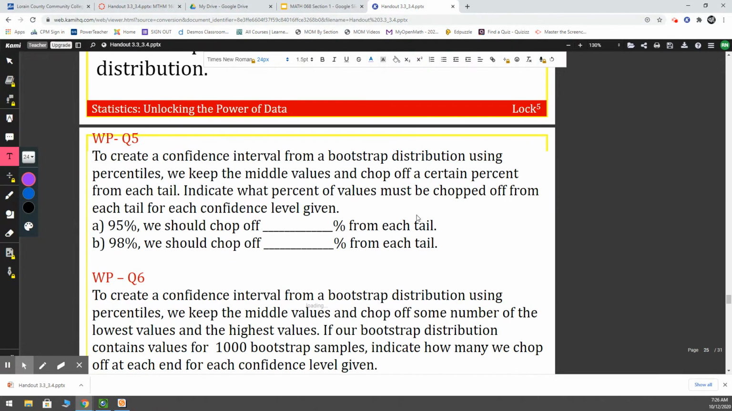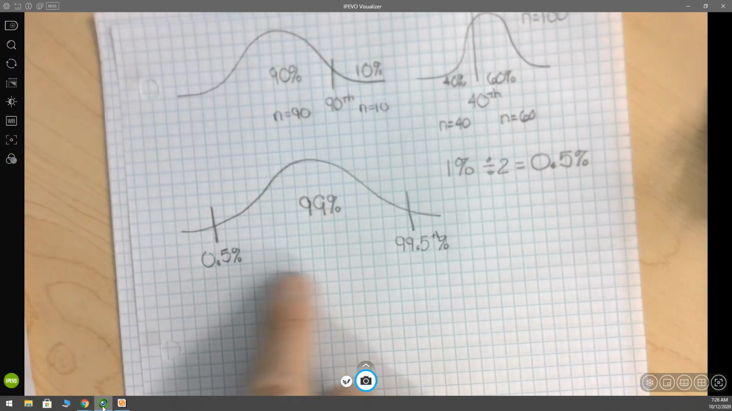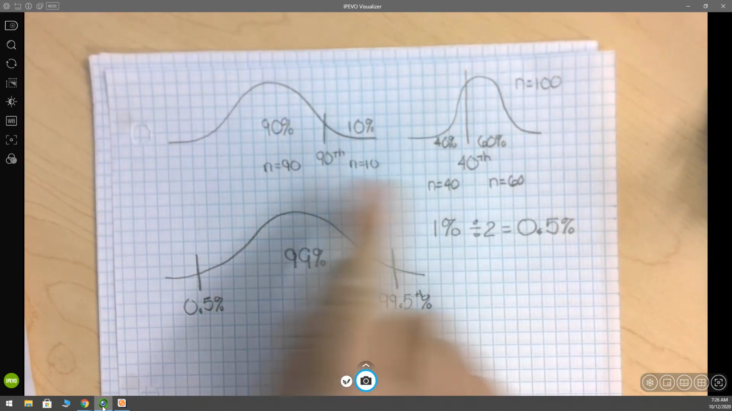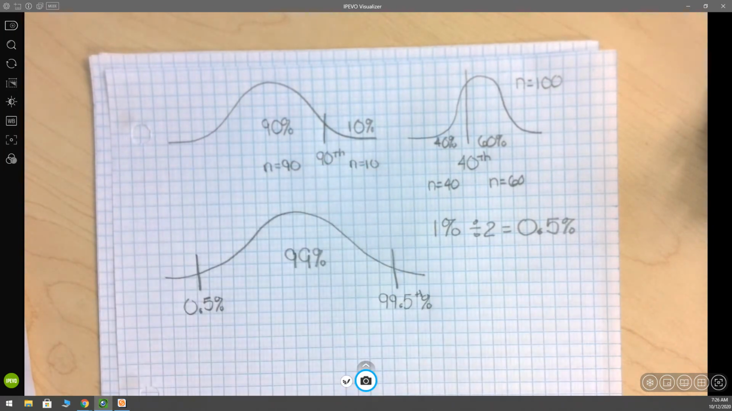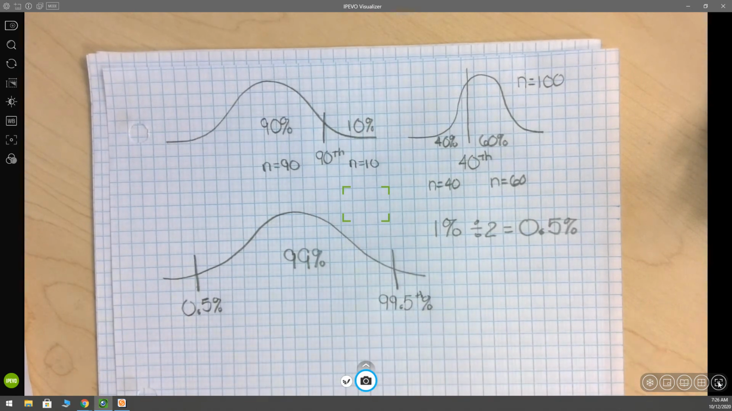Wiley question number 5. It says to create a confidence interval from a bootstrap distribution using percentiles, we keep the middle values and chop off a certain percentile from each tail. And that's what we were doing here. I was chopping off a 0.5% and a 0.5%. I was chopping off 40 people and 60 people. I was chopping off 90 people and 10 people. I was chopping off somewhere to make something applicable to what I needed.